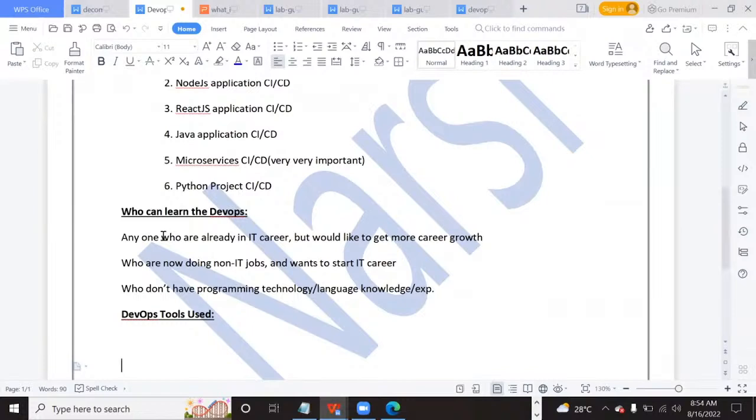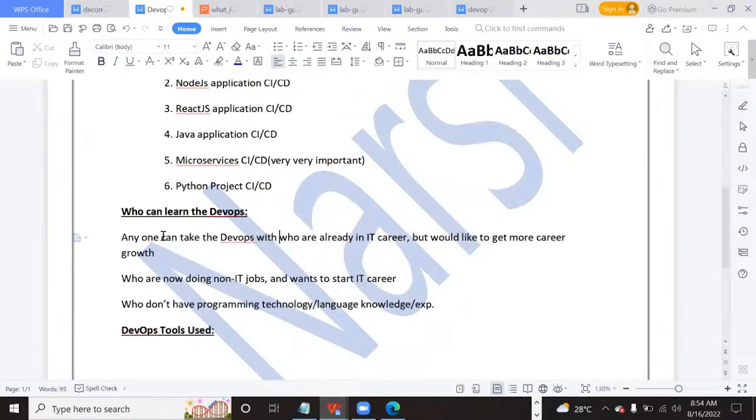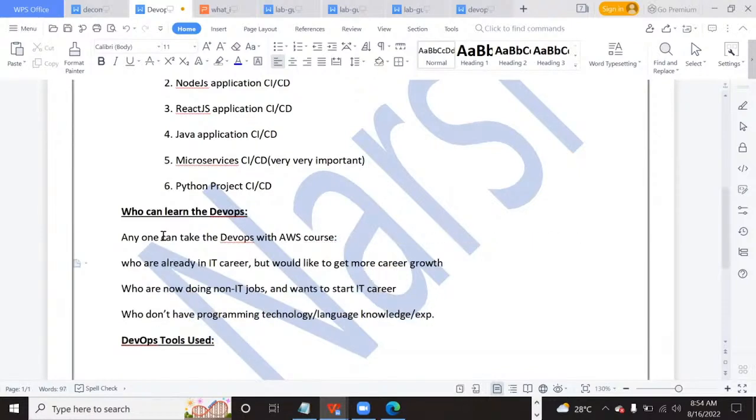Anyone can take the DevOps with AWS course who is already in an IT career but would like to get more career growth. Maybe a Java developer is there. They don't know how the deployments will be, how the production deployments will be.